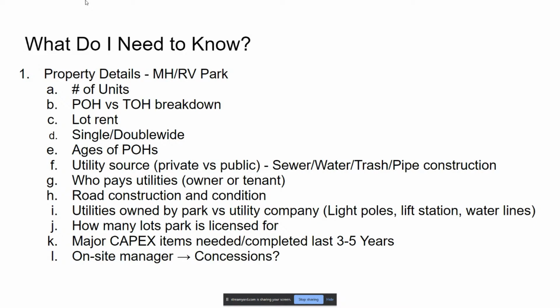The utility source. Okay, is it private or public? Is it on sewer? Is it on septic? Is it public, city water, city sewer? What's the pipe construction? These parks have been built since the 50s, so they can have clay, PVC, cast iron, galvanized, all these different kinds of stuff. And a lot of times it's all of the above, right? So we've got lots of different things that are Frankensteined together, which could obviously be very bad.